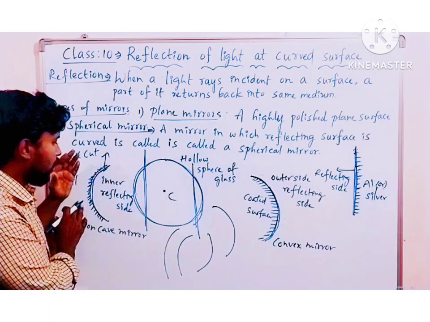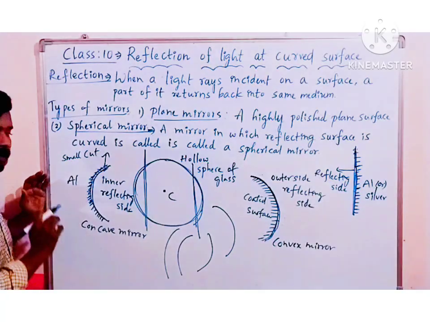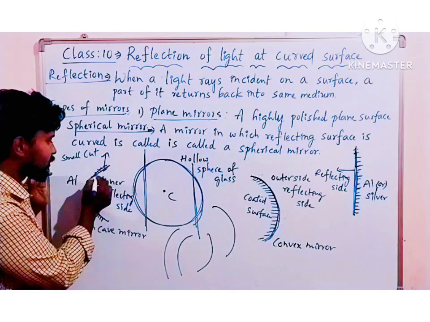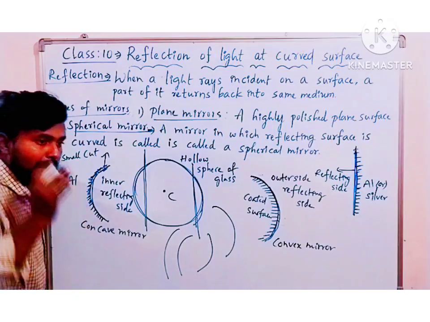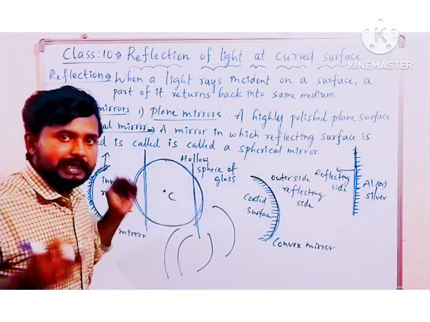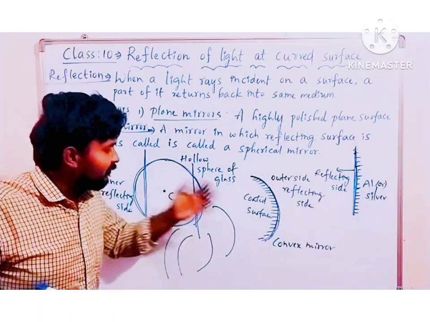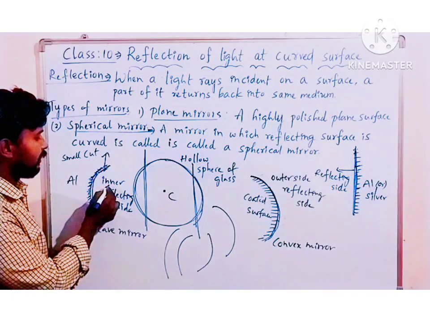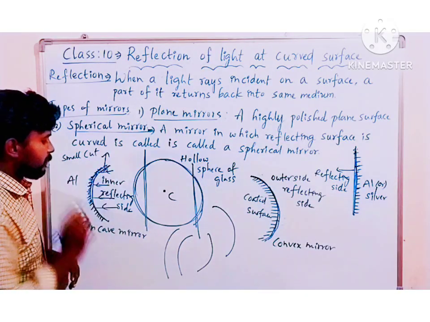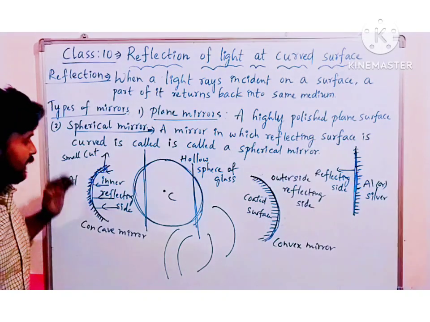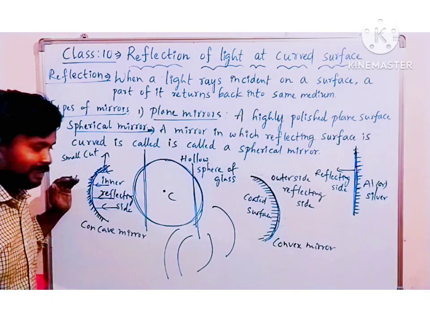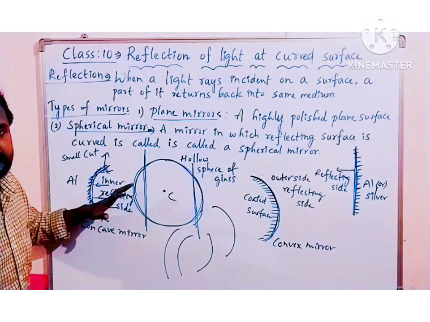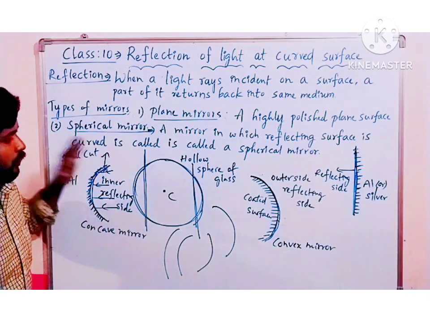When we coat the outside with aluminum or silver, after that we can coat it with paint. So outside, we have to give the glass a coating of silver or aluminum. The inner side will act as a reflecting side. So a concave mirror means a spherical mirror in which the inner surface acts as the reflecting surface.